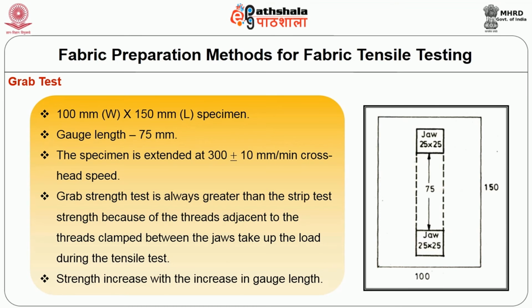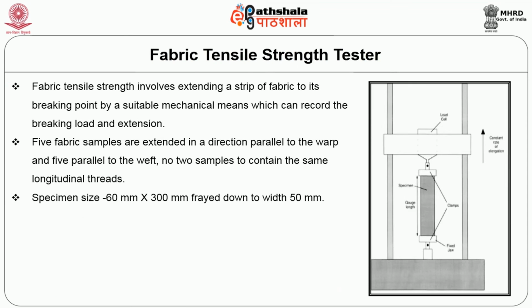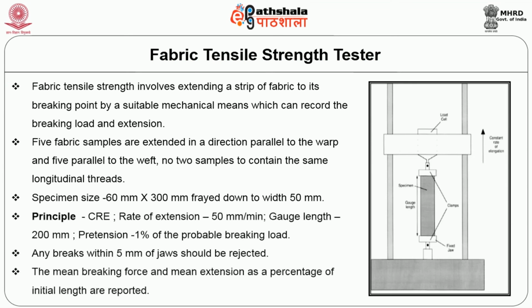The strength increases with increase in the gauge length. Then the fabric tensile test using the tensile load, constant rate of elongation test. Fabric tensile strength involves extending a strip of the fabric to its breaking point by a suitable mechanical means which can record the breaking load and extension.